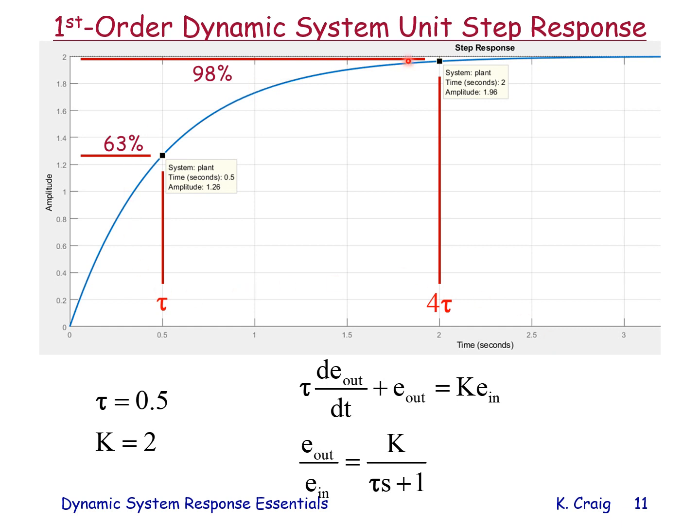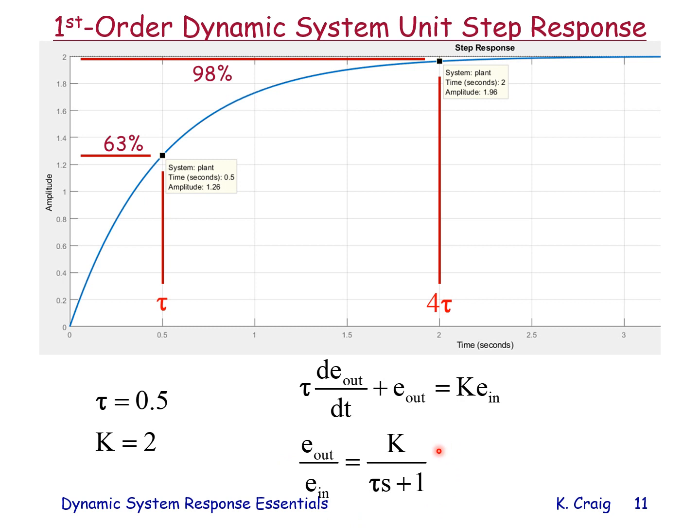So for a unit step, my differential equation for this first order system is, in general form, tau E out dot plus E out equals K times E in. There are only two parameters in this first order dynamic system model: the time constant tau and the steady state gain K. I set tau to be 0.5 and K equal 2 for this simulation in MATLAB to show the step response.